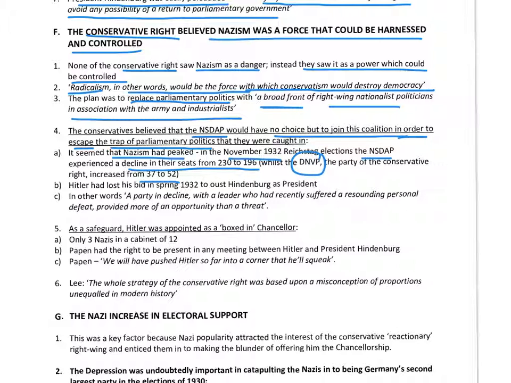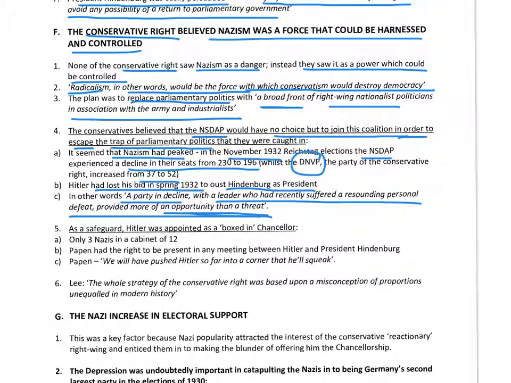Secondly, from Hitler's point of view, he'd had a go at being elected as president in spring 1932 and had lost. So there were two factors that knocked Hitler. So as he got to the end of 1932, a party in decline, he'd lost the presidential election, and in the Reichstag elections they were losing seats, with a leader who'd recently suffered a resounding personal defeat. And so from the viewpoint of the Conservatives, the Nazis were not a threat, they were an opportunity.